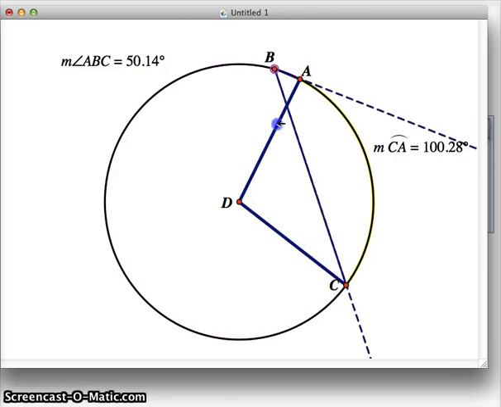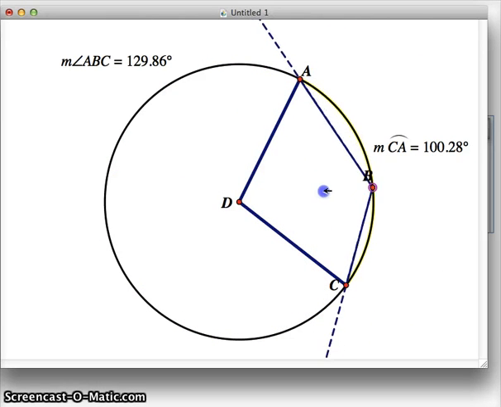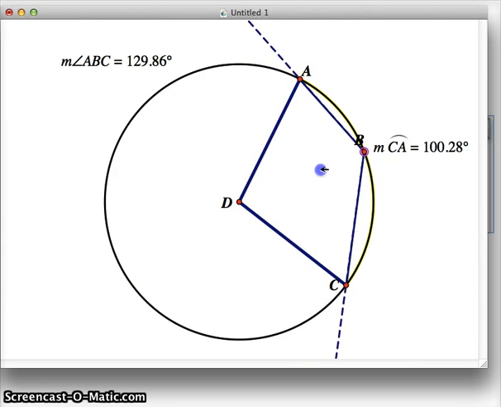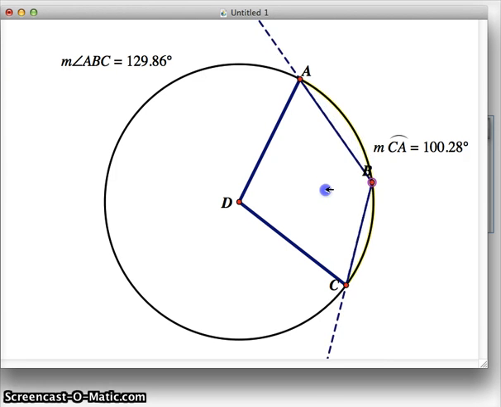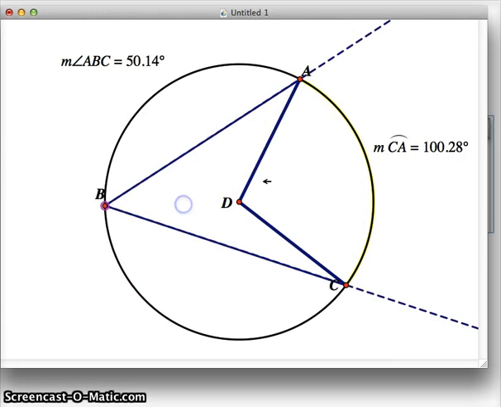Until I move it inside here, then wacky things start to happen. We'll talk about why maybe later. Notice the size of the angle now is huge. Well, it's not intercepting the same arc anymore. But when it's intercepting this yellow arc, I don't know if you can tell it's yellow, the measure of this angle over here is half the measure over there. Okay.